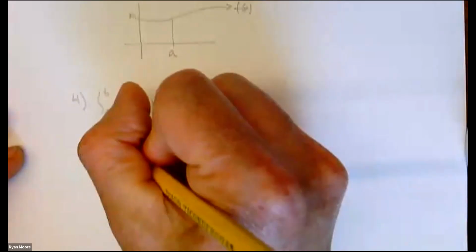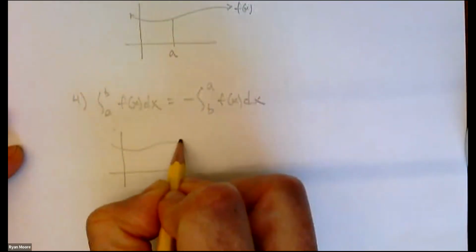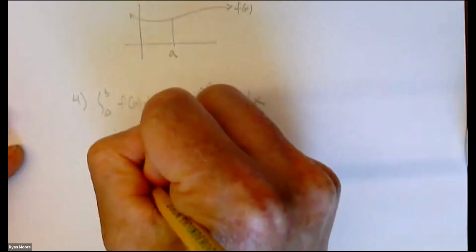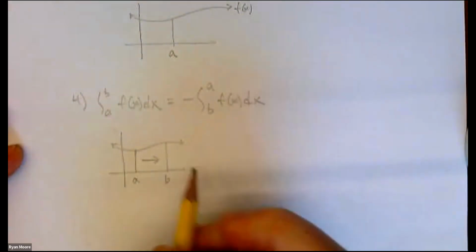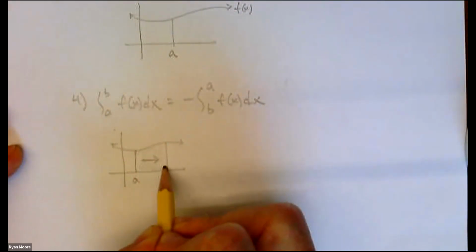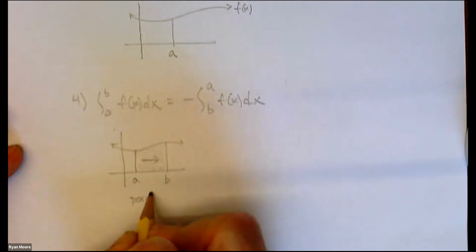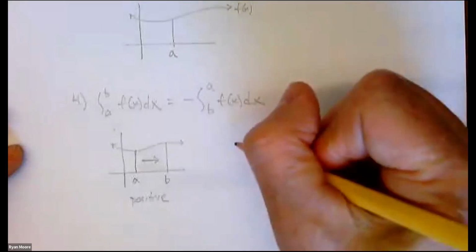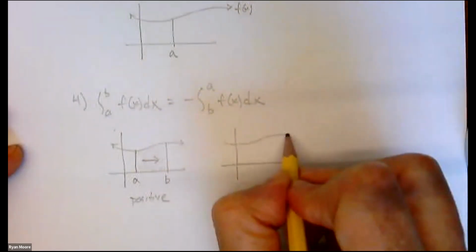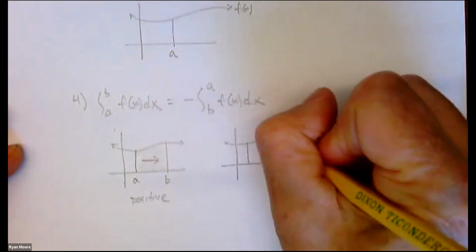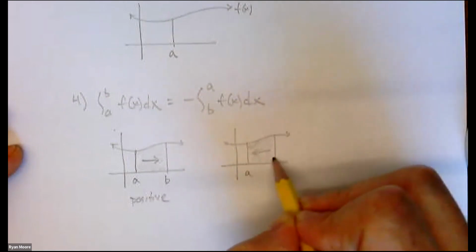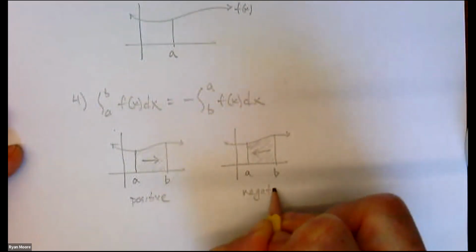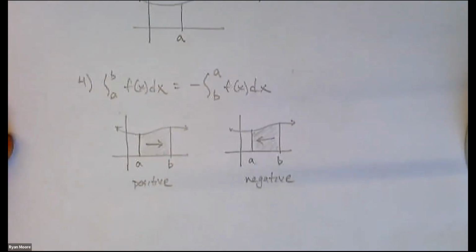Why would it be the negative? So if you were going, say, from a to b, this direction, right? That's how we would normally think of it. That would be positive. If you were to reverse it, and go from B back to A, moving from right to left, that area, when you do the math, would come out as negative.